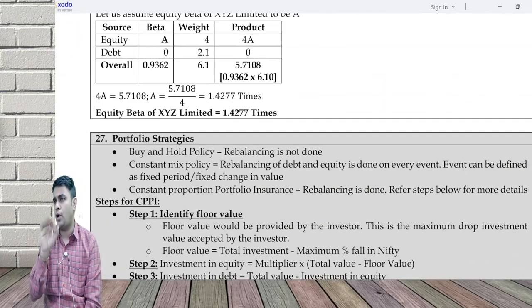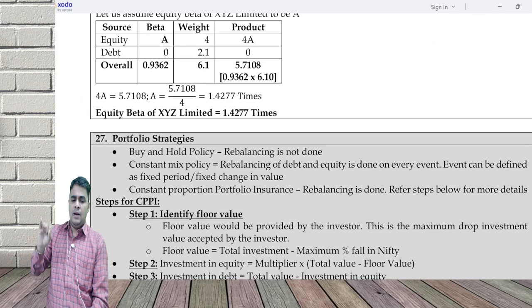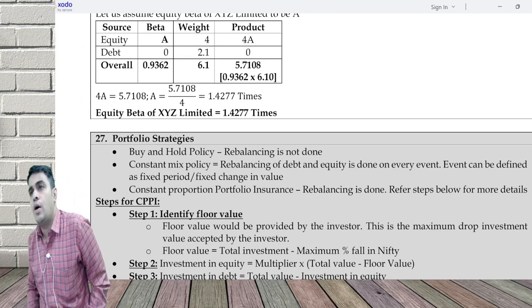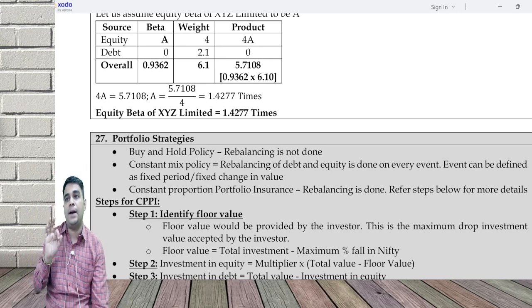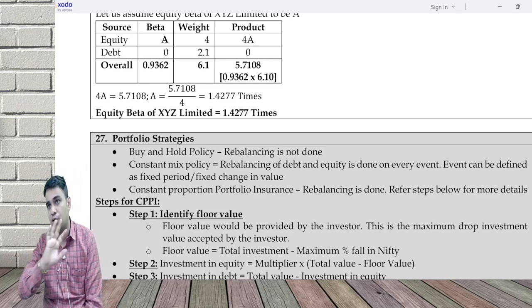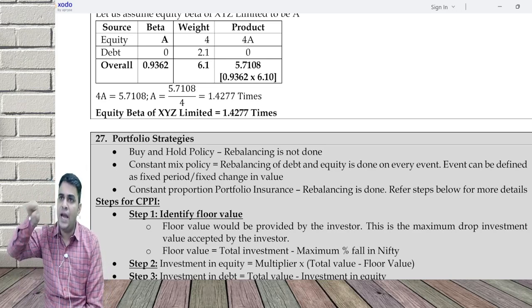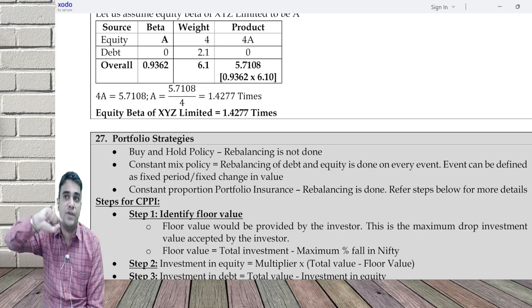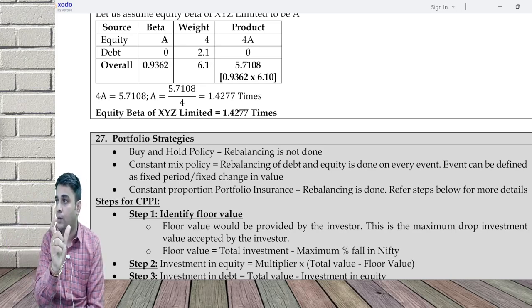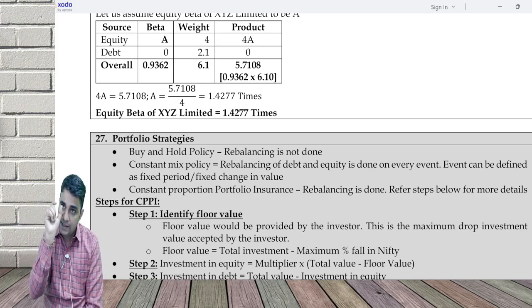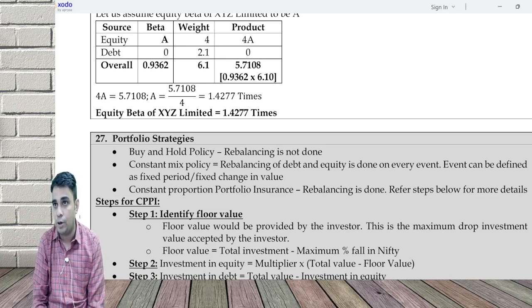We have three types of policy: buy and hold policy, constant mix policy, and constant proportion portfolio insurance policy. CPPI, constant mix, and buy and hold. Buy and hold, very simple, no changes. We had one problem where they did not tell how much to invest in equity. So there what we did is whatever is the maximum fall, which was their floor value, the gap we invested in equity, balance we put in debt. In CPPI also the gap, but there is a multiplier on top of that.